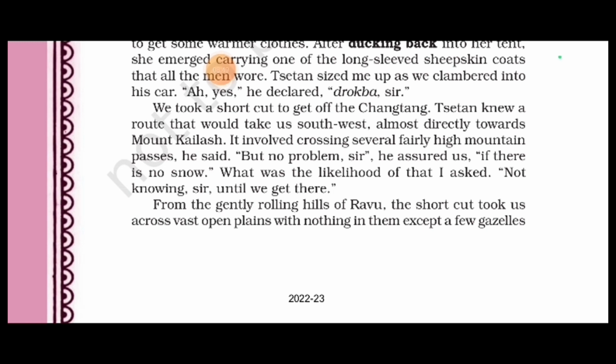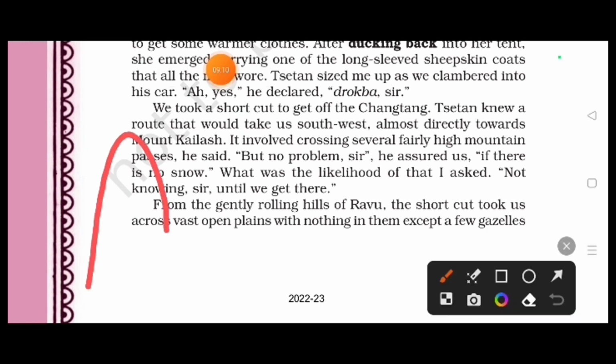Now Satan knew a route. Now Satan को वहाँ का route पता था. That would take us southwest, almost directly towards Mount Kailash. Now they were going to Mount Kailash. It involved crossing several fairly high mountain passes, he said. Now they had to cross passes. Now children, look at this. What is a pass? There is this mountain. Now there's a way.